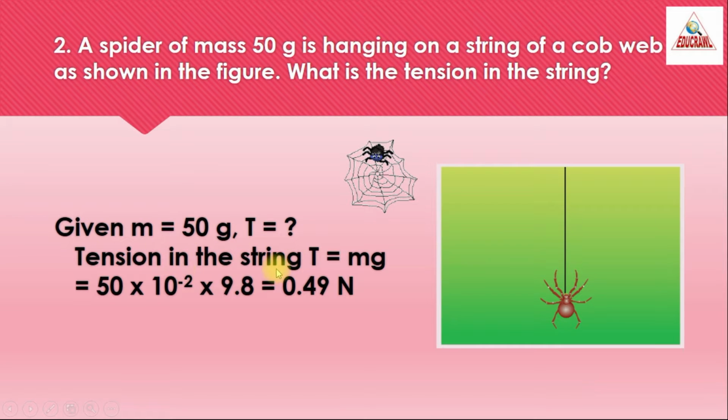The formula for tension in the string T is given by T = mg, where m value is 50 gram and g value is acceleration due to gravity, which is 9.8 meter per second square. Substituting in this equation we get T = 50 into 10 power minus 2, where we have converted gram into kilogram, into 9.8. So the answer is 0.49 Newton. So the tension in the string is 0.49 Newton.